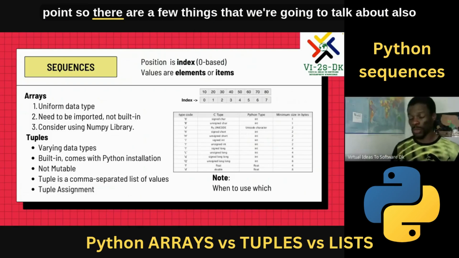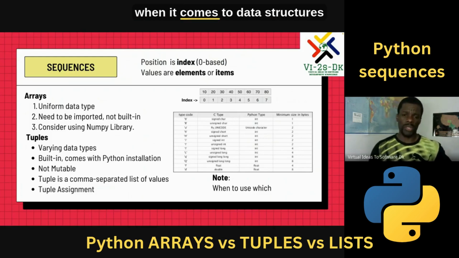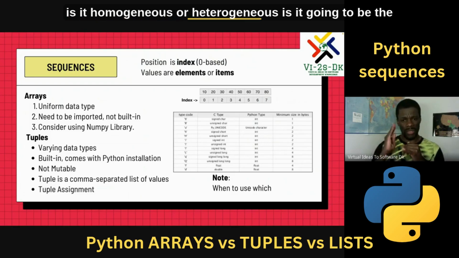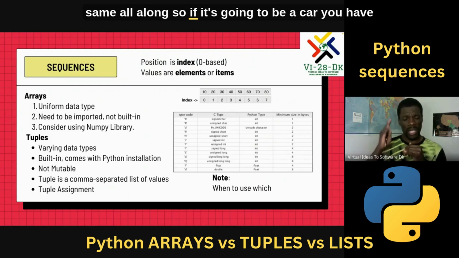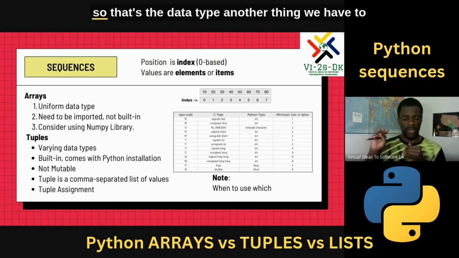Very good point. There are a few things that we're going to talk about to clarify that. When it comes to data structures, the main thing we want to talk about is the type of the data. Is it homogeneous or heterogeneous? Is it going to be the same all along? If it's going to be a car, it has to be a car. You can't come in and park an airplane in there or park a boat, right? So that's the data type.